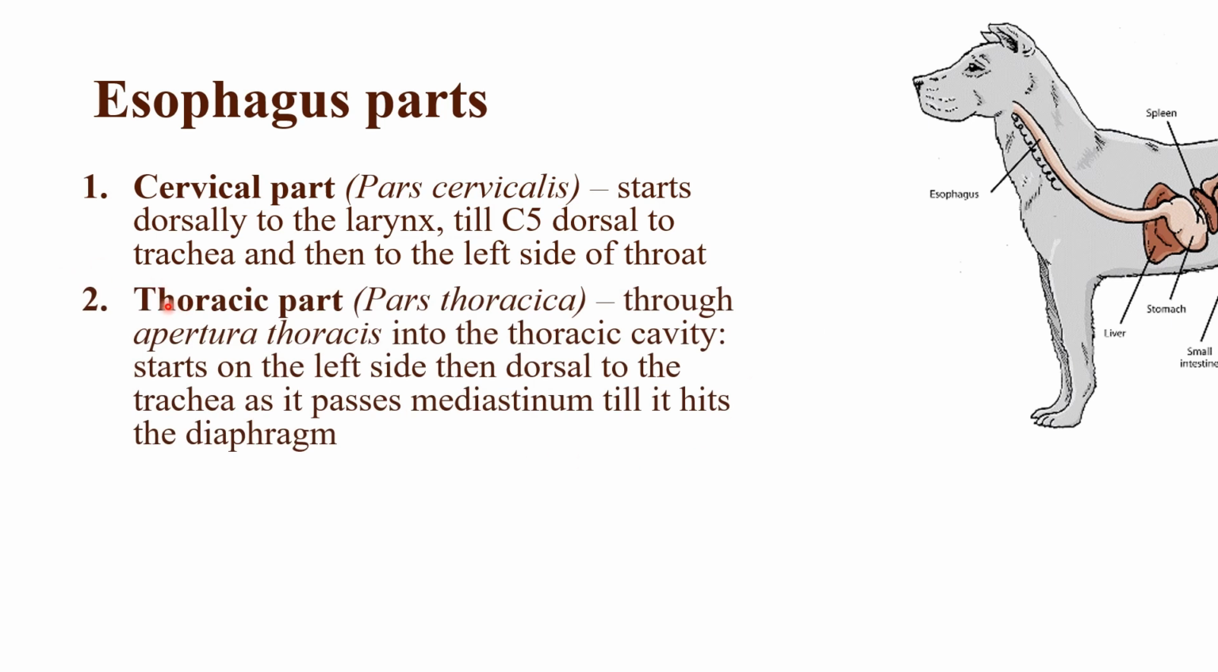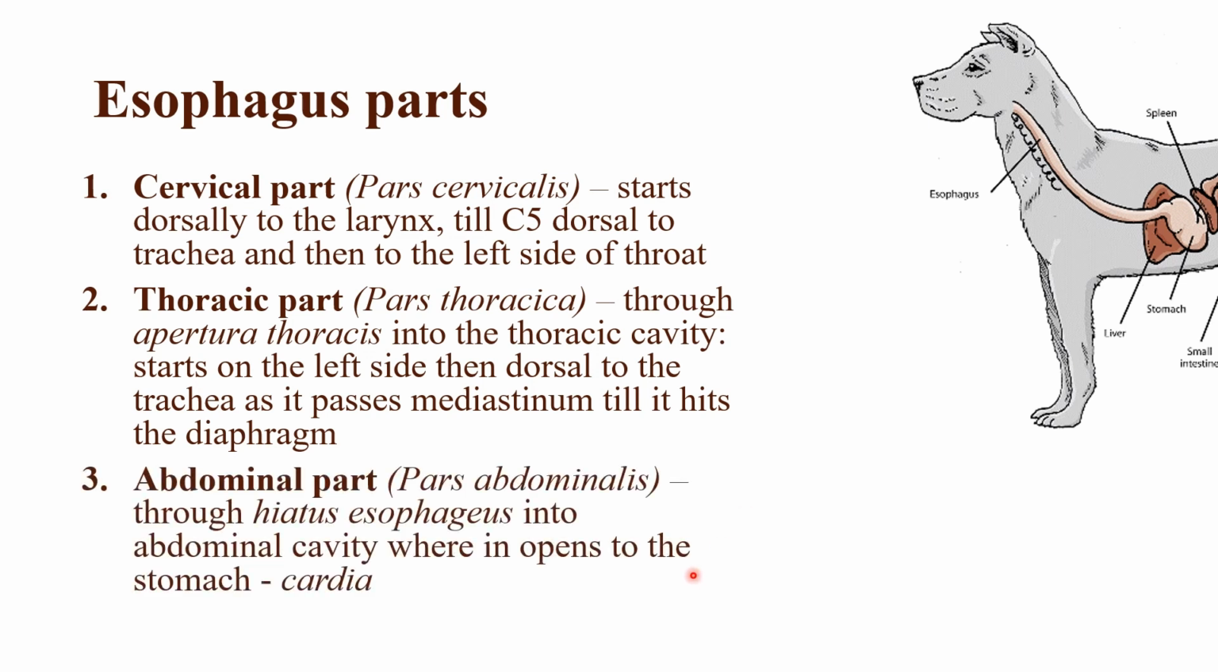Then we have the thoracic part, or pars thoracica, which goes through apertura thoracis into the thoracic cavity, and it starts on the left side because it entered that way, as you can see here, and then it ends up again dorsal to the trachea as it passes through the mediastinum till it hits the diaphragm. So it's very easy to remember. We start dorsal to the trachea, then as it passes through apertura thoracis, it goes a little to the left, and then we are dorsal to the trachea again.